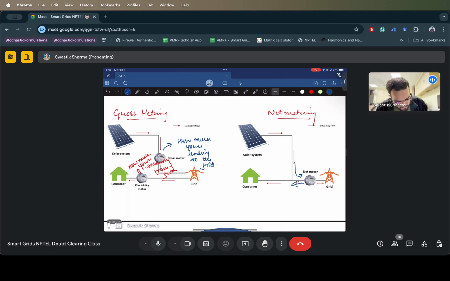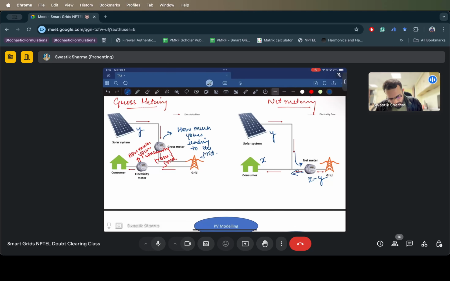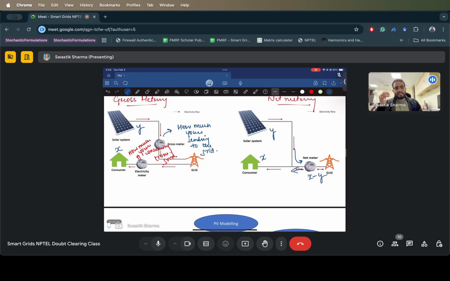So let's say you developed Y units and you consumed X units, so it keeps track of X minus Y units, right? But in gross meter, let's say you supplied Y units and you consume X units. So the main purpose of this is that the government can charge you different money for your consumption, and give you different money for your production, right?